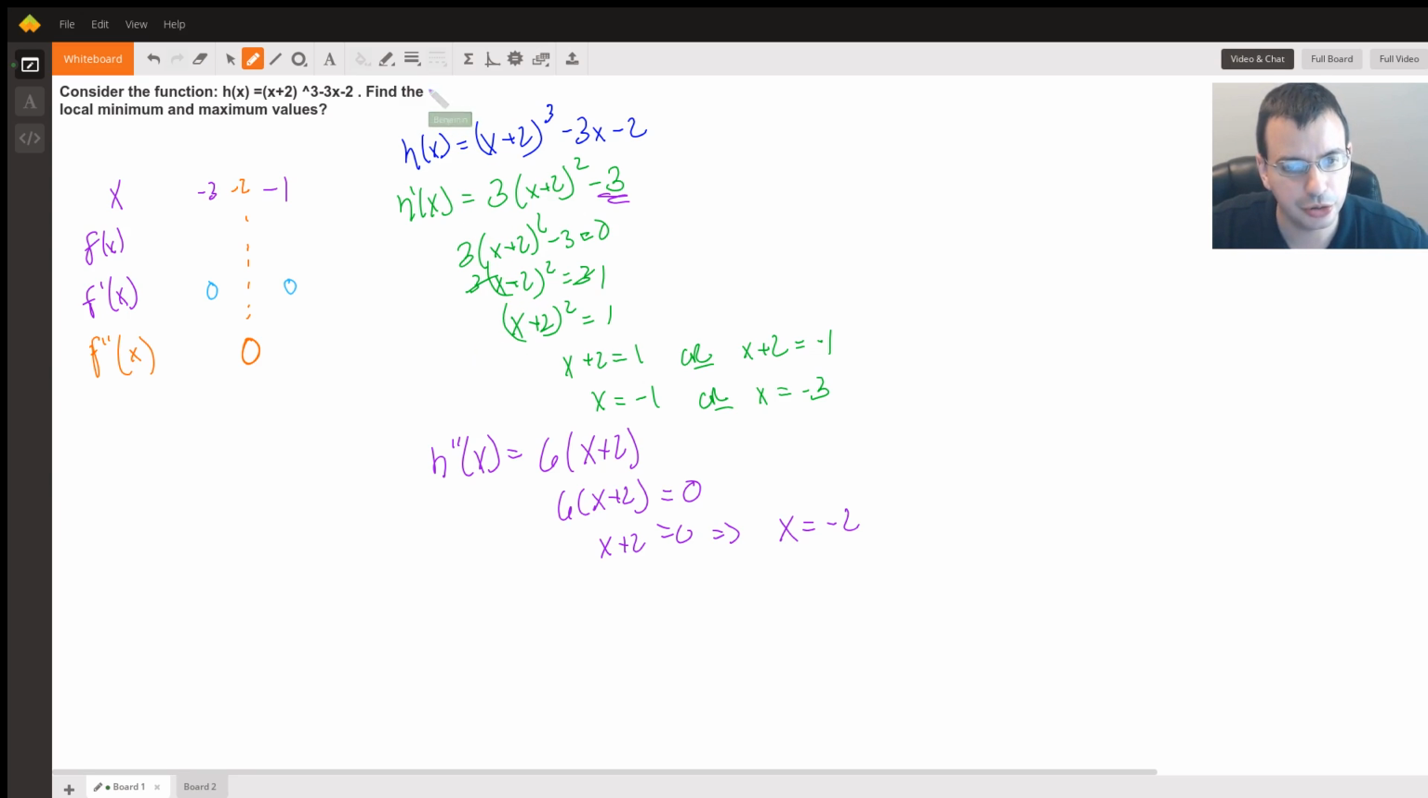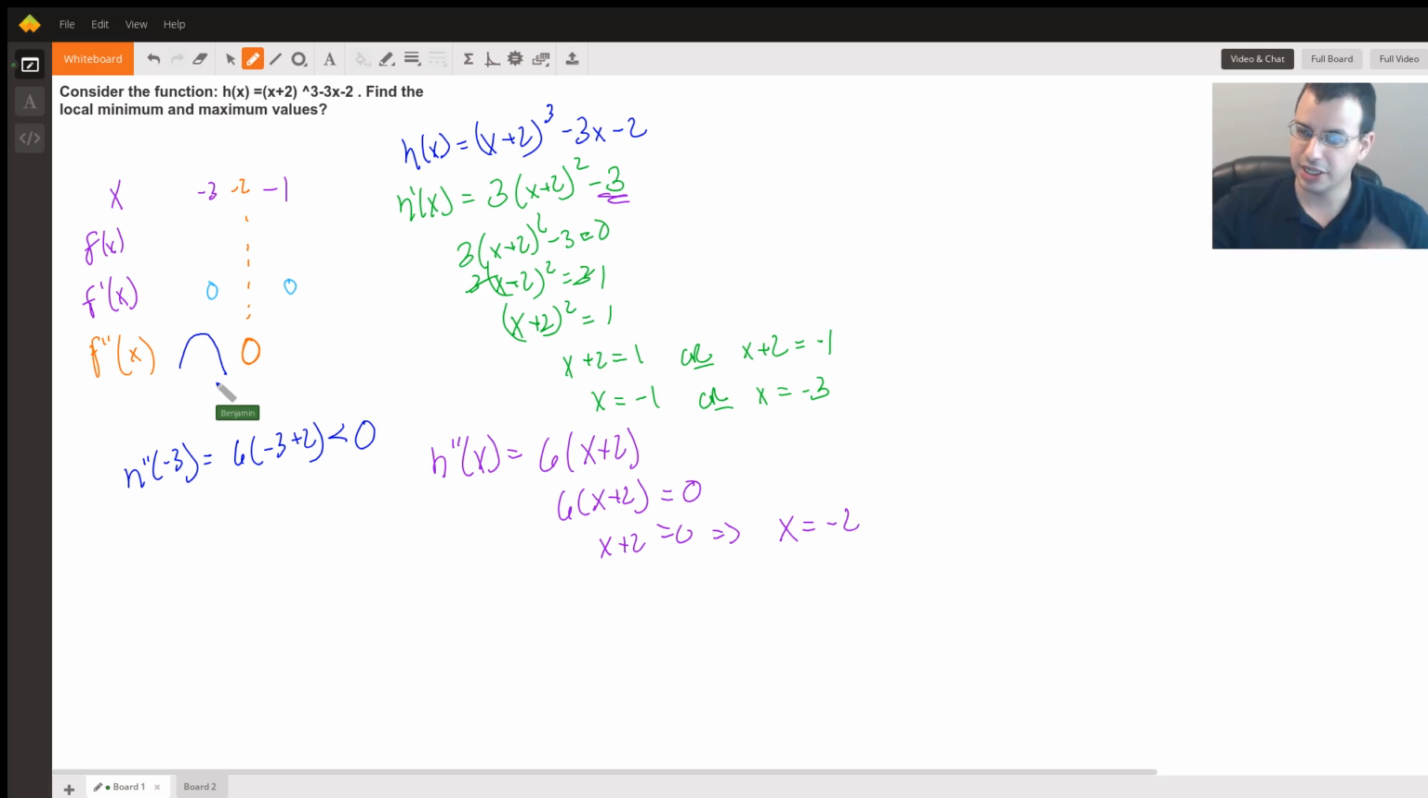So now we want to find out the concavity of these regions. So I'm going to do h double prime of negative 3. We get, what do we get? 6 times (negative 3 plus 2), which is negative 1 times 6, which is negative 6, which is less than 0. So this concavity is like this. It's not really a frowny face, it's just my way of demonstrating the concavity in that region. So it is concave down.